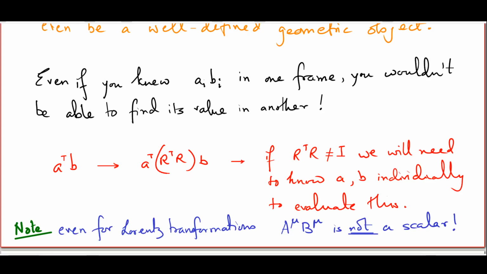Not only that, it is not a well-defined object in the same sense as before. If you know A0 B0 plus A1 B1 plus A2 B2 plus A3 B3 in one coordinate frame, you have no way of finding out A prime 0 B prime 0 plus A prime 1 B prime 1 plus A prime 2 B prime 2 plus A prime 3 B prime 3, unless, of course, you knew the original components of the four vectors involved.